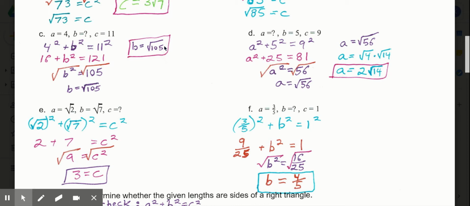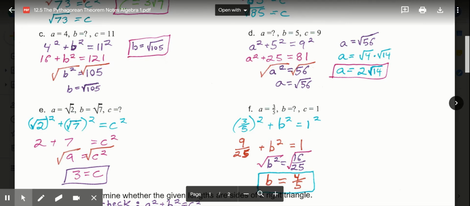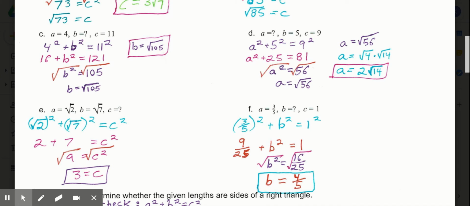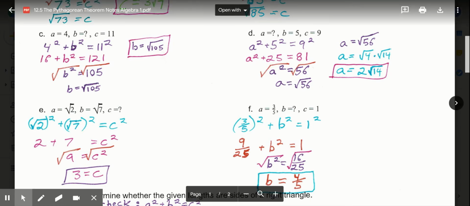In D, we're solving for a, so a squared plus 5 squared equals 9 squared. A squared plus 25 equals 81. Subtract the 25 from each side, and a squared is 56. Square root each side, and a equals the square root of 56, which we can simplify to the square root of 4 times the square root of 14, or 2 square roots of 14.